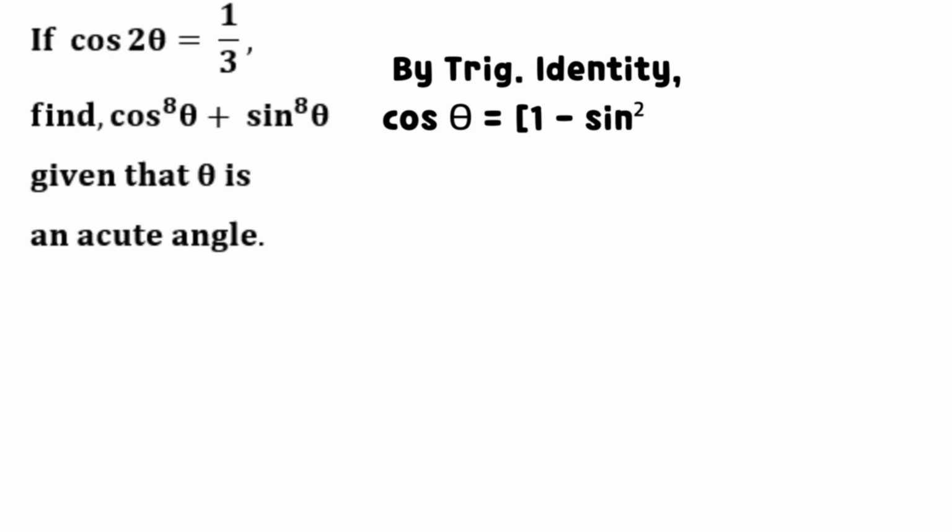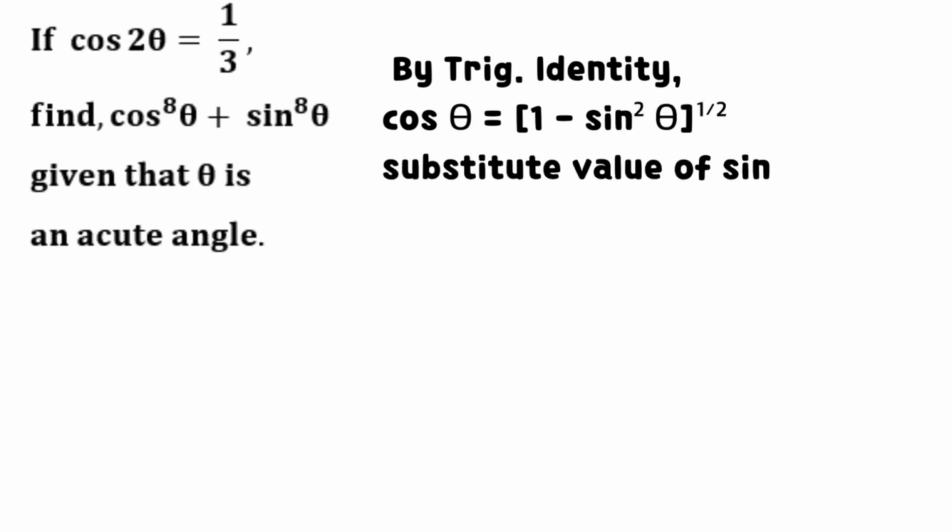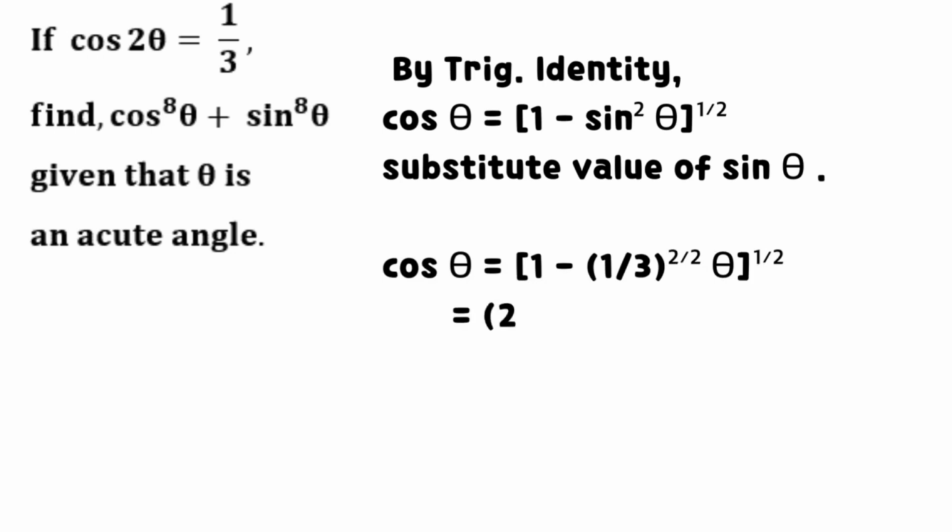By trigonometric identity, cosine theta equals the square root of 1 minus the square of sine theta. Substitute the value of sine theta. Cosine theta equals the square root of 2 divided by 3, after substitution and simplification of values.